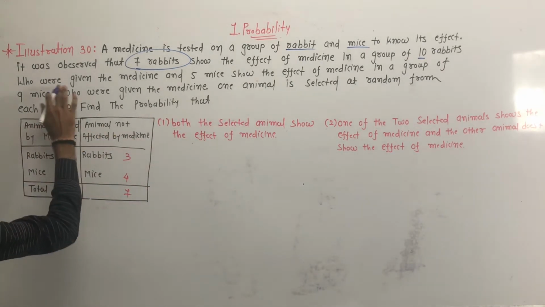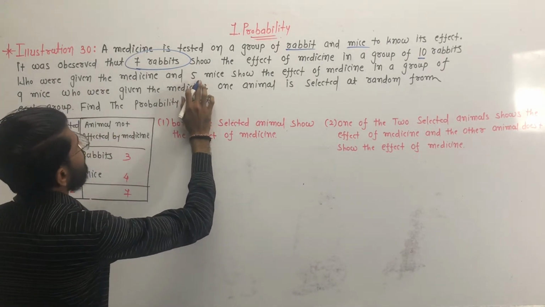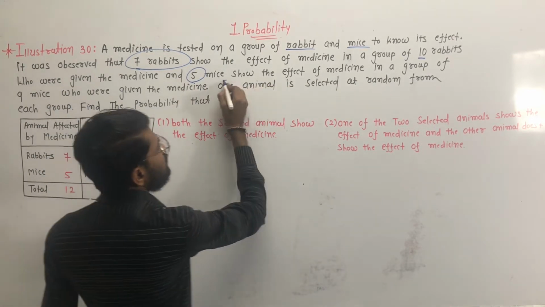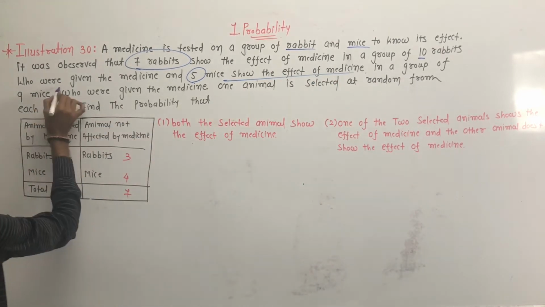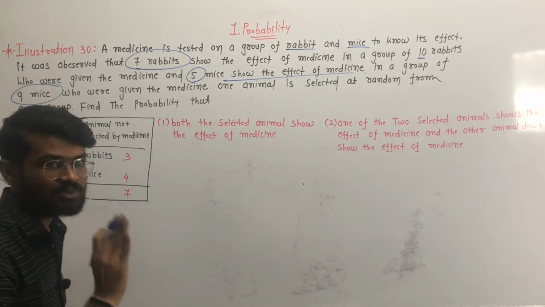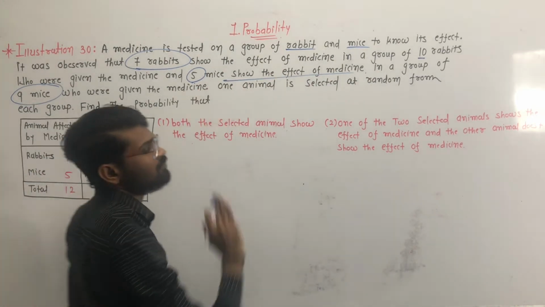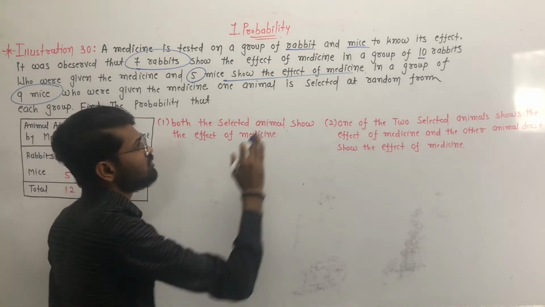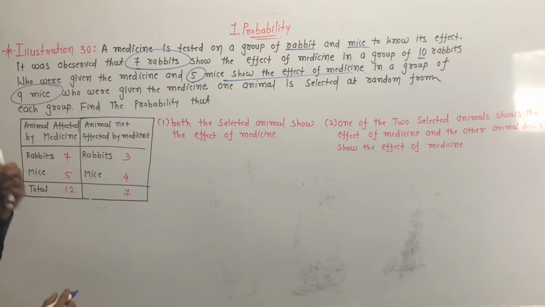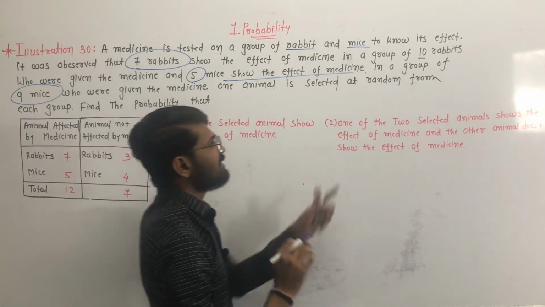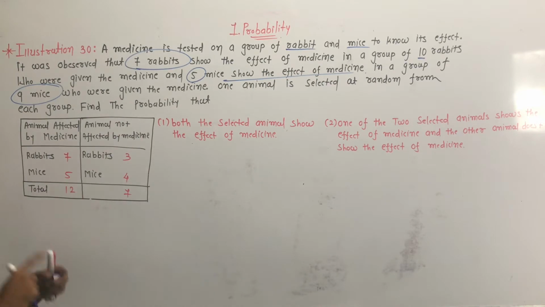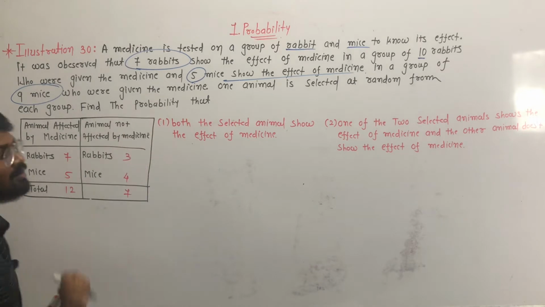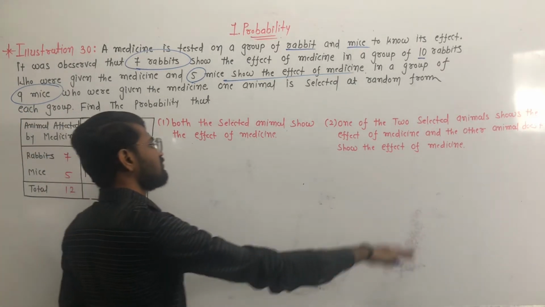And 5 mice show the effect of the medicine in the group of 9 mice. Yes, there is a total of 9 mice. Out of the 9 mice, 5 show the effect of the medicine, and 9 minus 5 is equal to 4. 4 mice don't show the effect of the medicine. Now one animal is selected at random from each group. We have to select one animal from each group and find the probability for these two events 1 and 2.